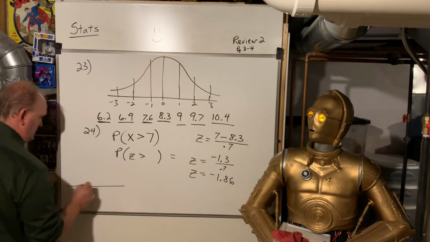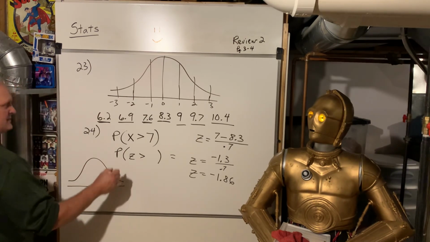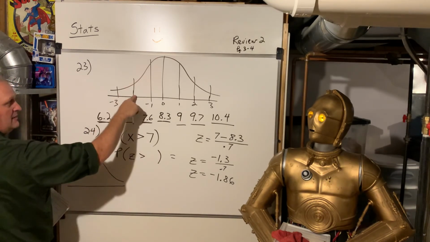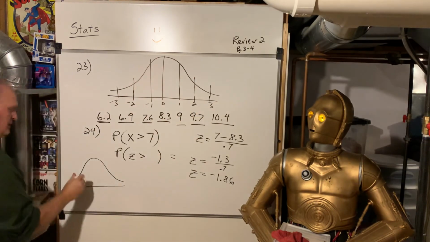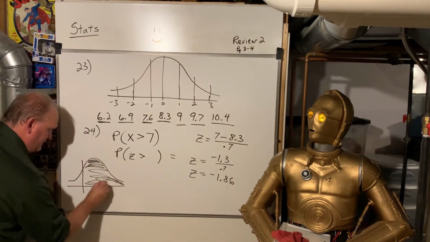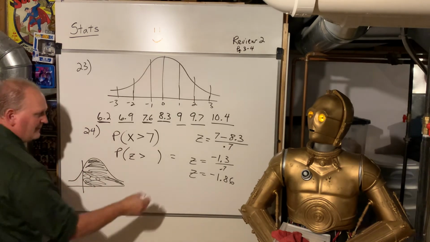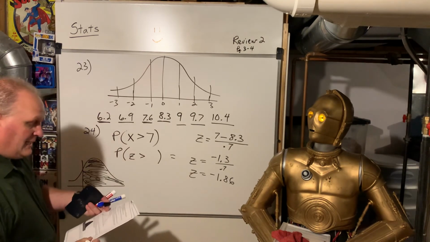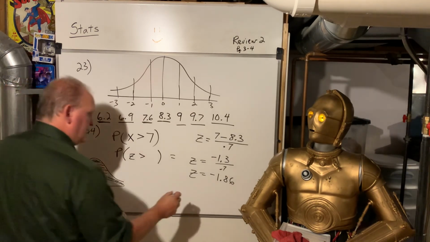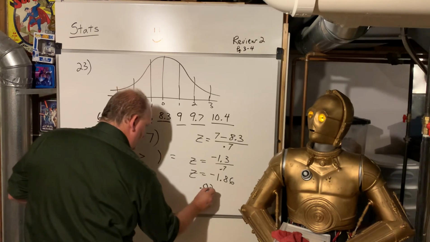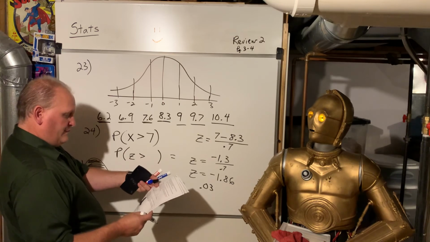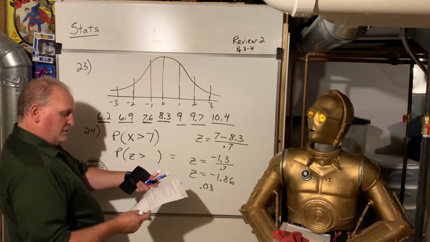Always draw a picture. It's below the mean. Think about where 7 is. 7 is hitting just about right here. So it's from there up, though. So we want from here up. All of that. And so when we look up negative 1.86 on our chart, we get 0.0314.